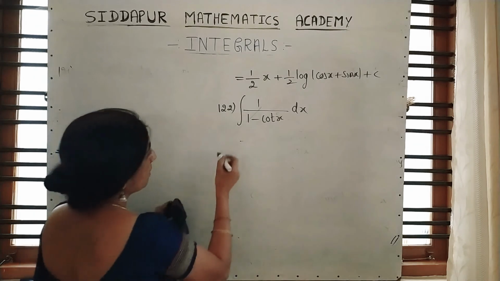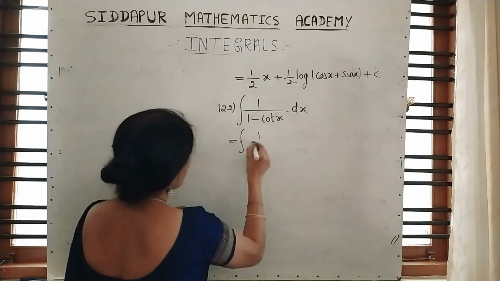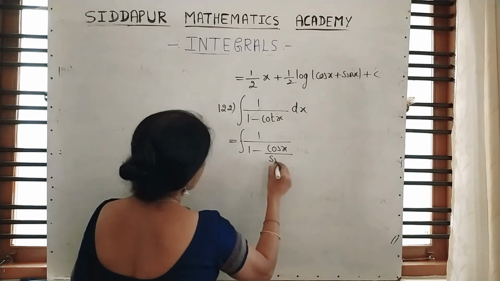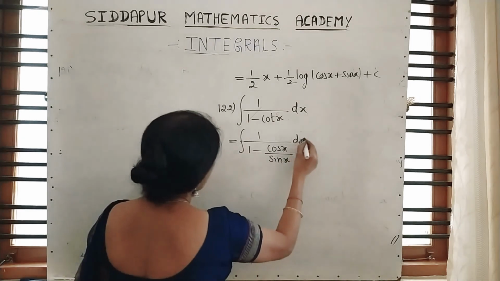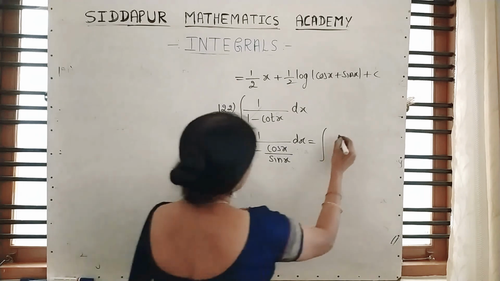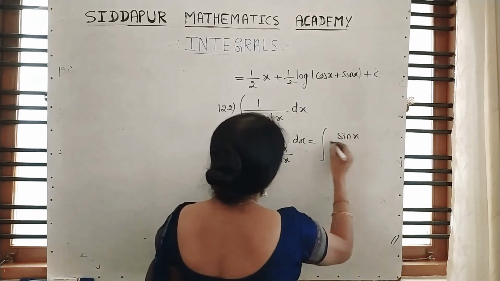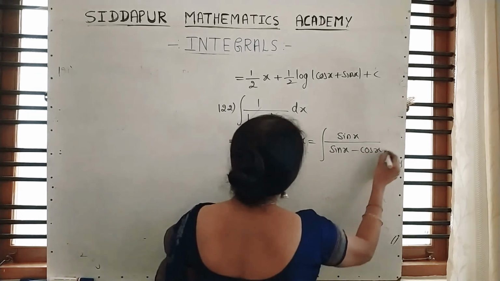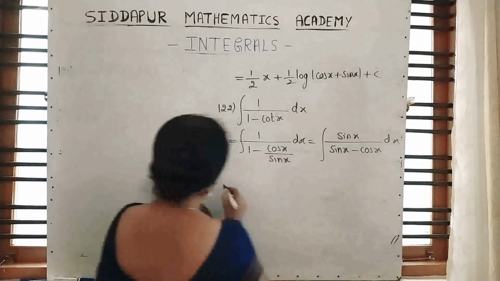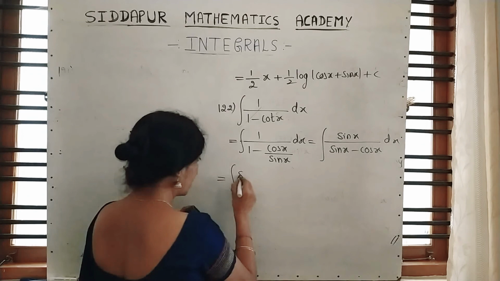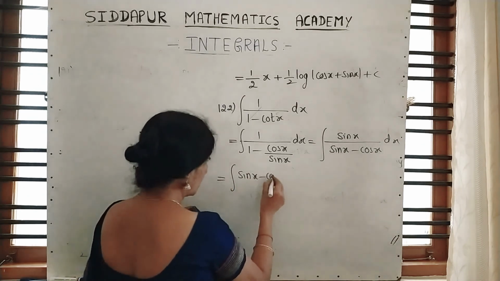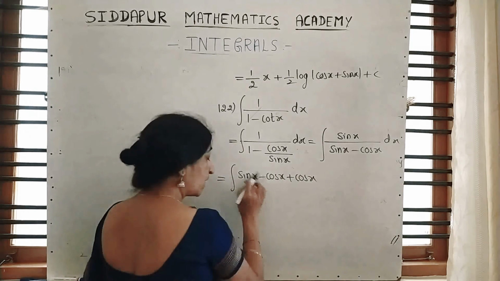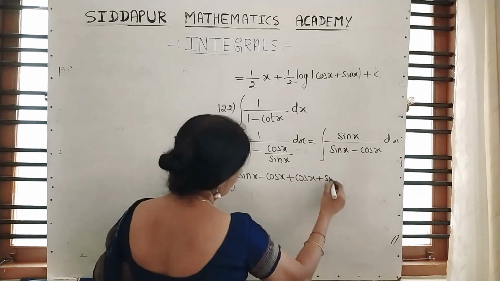Convert cot in terms of cos and sin. It is 1 upon 1 minus cos x upon sin x. Take the LCM and rearrange. Same term we have to write: sin x minus cos x. If you write minus cos x, then plus cos x. If it is sin x, we have to write plus sin x only.